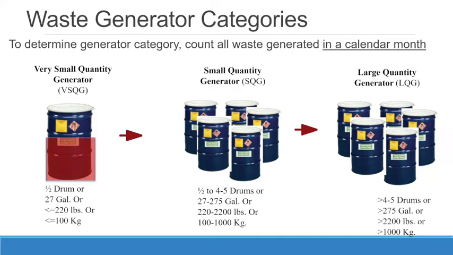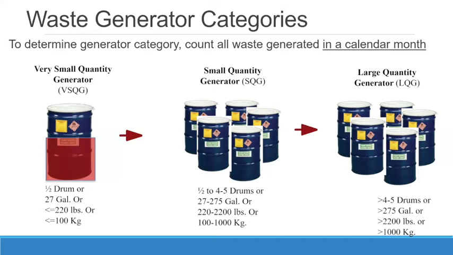Because we work primarily in printing with liquids instead of solids, the best way to look at it is from a drum perspective. As a rule of thumb, it's about half of a 55-gallon drum, or about 27 gallons, depending upon the weight of the material we're generating. That gives you a general way to look at where you quickly fall relative to the generator categories.